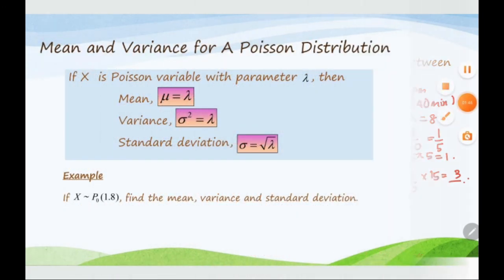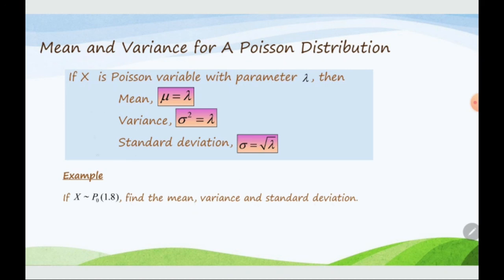Now we are going to learn how to find the mean and variance for a Poisson distribution. So if x is a Poisson variable with parameter lambda, then the mean is equal to lambda, and the variance also equals lambda, and the standard deviation is equal to the square root of lambda. So we are going to do this example. If x is a Poisson distribution where lambda is 1.8, find the mean, variance, and standard deviation.